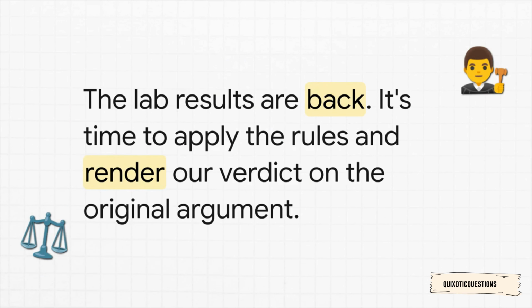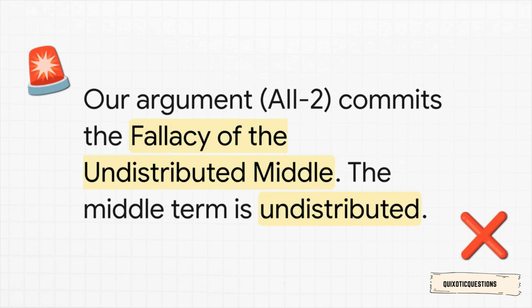Okay, the lab results are back. It is time to bring our original case file back to the stand. We've profiled it, we've gone over the rulebook, now let's apply the test and find out the verdict. And here it is, the verdict. Our argument, which has the profile AI2, breaks rule number 2. The middle term, proponents of national health insurance, isn't distributed in either premise. Neither of the first 2 sentences makes a claim about all proponents. And because of that, the argument is guilty of committing the fallacy of the undistributed middle. The connection it tries to make simply isn't guaranteed.